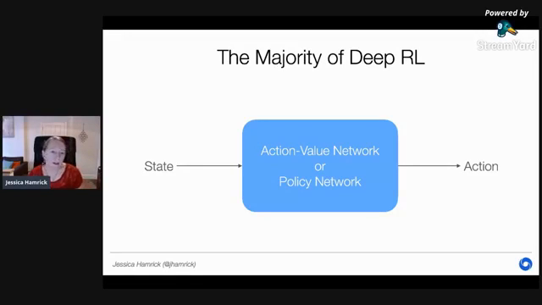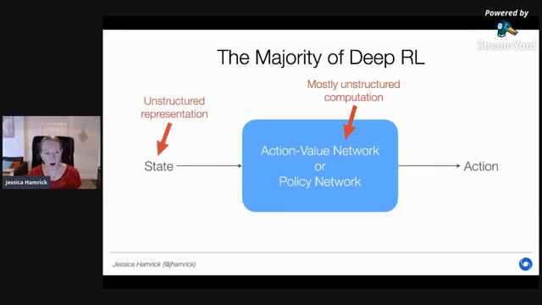But this is typically composed of mostly unstructured computation. So there's maybe a few convolutions or something like that, but by and large, there's not very much structure there. And similarly, the states are also these unstructured representations like images, and unstructured actions, meaning you have a fixed size action space and you always have to select from those actions.